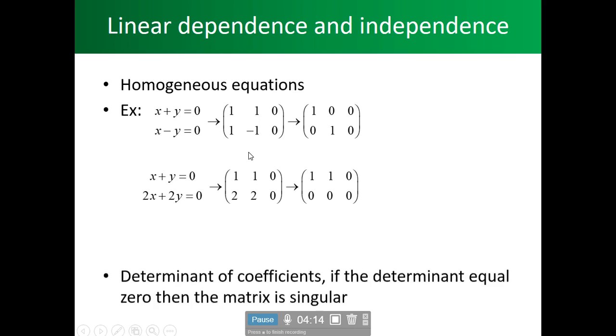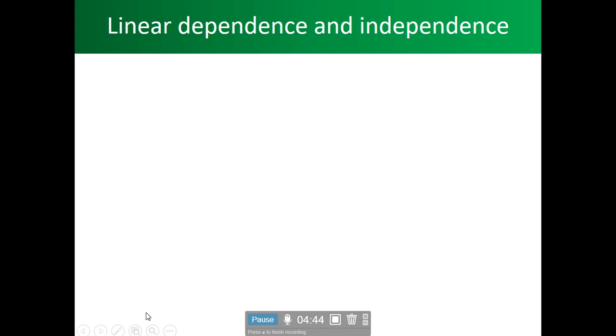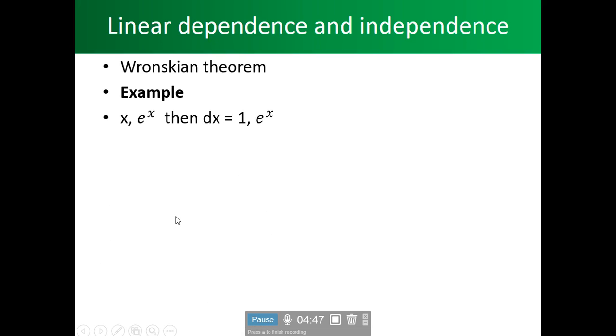This is not. We fool around with the determinants again. Determinant of coefficients: if the determinant equals 0, then the matrix is singular. And if it's singular, you can't find the inverse of it, because you cannot divide 1 over a determinant of 0. Now if you have one where the determinant is not equal to 0, then you can move forward in your calculations. So what we're going to do is look at this theorem here, and this is the example we're going to use.